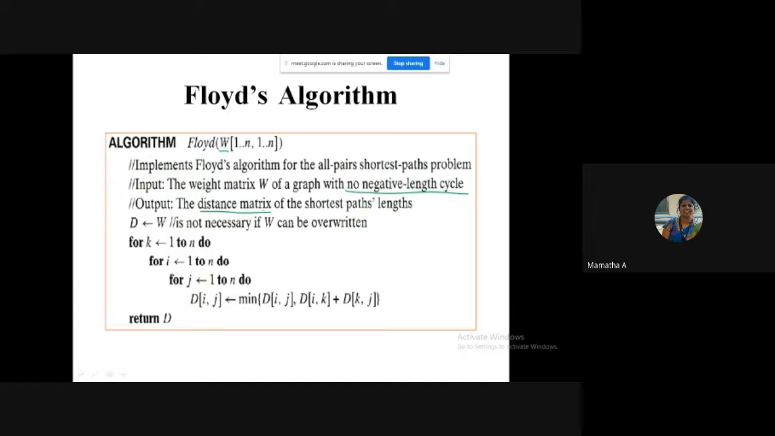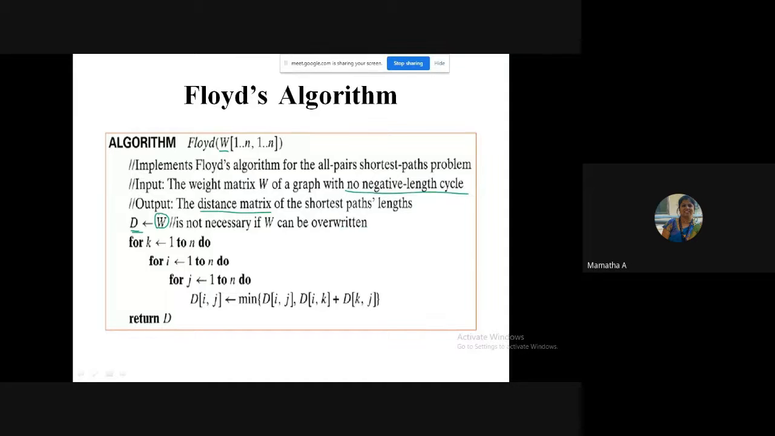And you can see D. I take D, and you can observe I have not written D of 0. D of 0 is not required. It is such a way that I just overwrite it. If you want, you can write it, but it's not required. We keep overwriting the values in the same matrices. Not a problem. So D is assigned with W. It's not necessary if W can be overwritten, that means this is not required if I use W only. But right now I'll assign W to D.